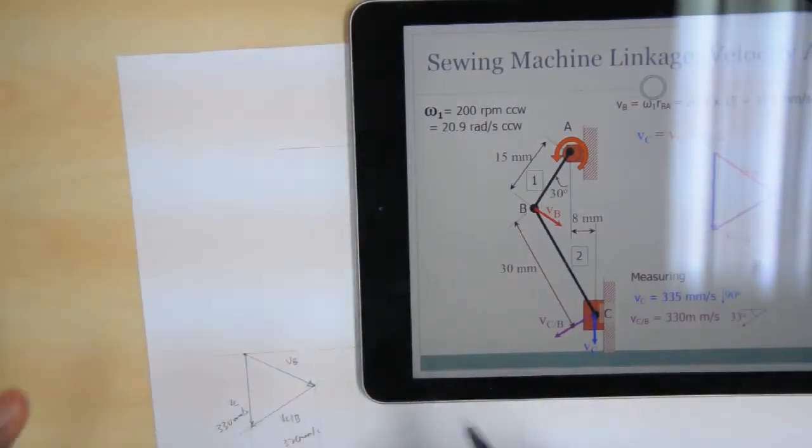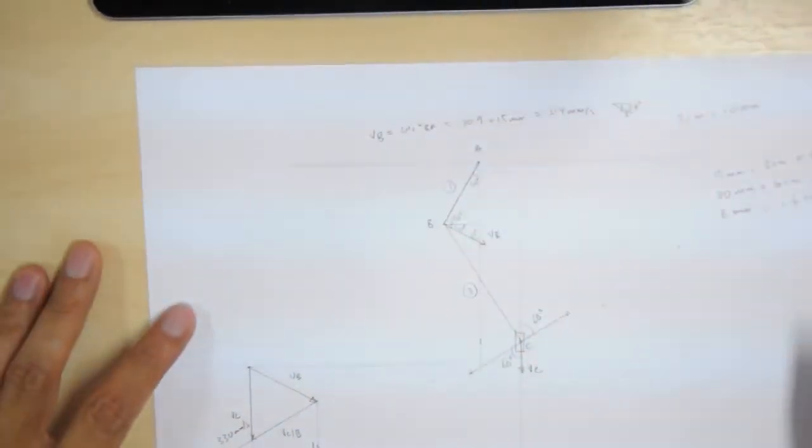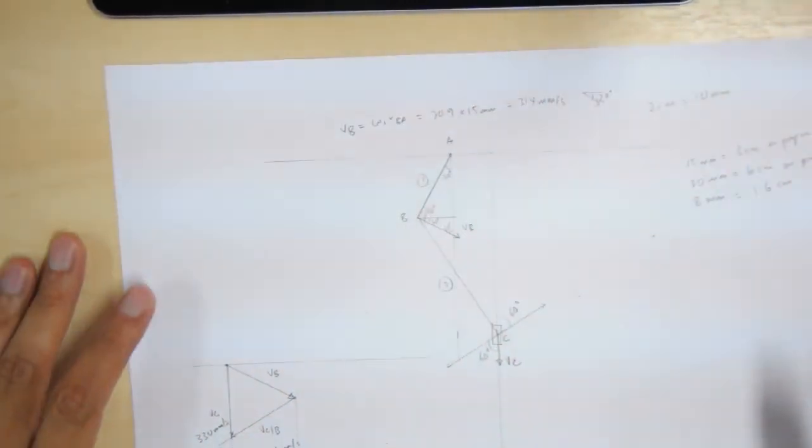So that's how you want to plot the velocity, how you want to do the velocity analysis.